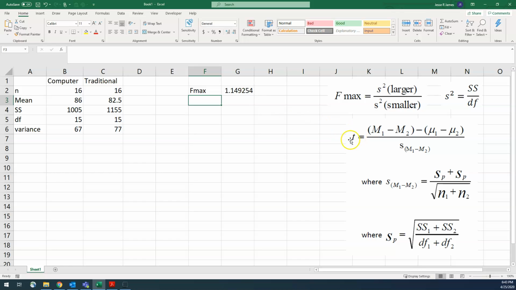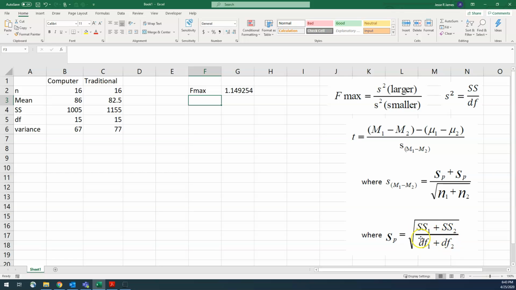So in order to compute your t here, you have to take the mean difference between the two groups minus the mean difference in the population that you hypothesize, which is always going to be 0, and you divide it by the standard error of the mean difference, which is computed as the pooled standard deviation plus the pooled standard deviation divided by the square root of n of the first group plus n of the second group, where the pooled standard deviation is the square root of the sum of squares of the first group plus the sum of squares of the second group divided by the degrees of freedom of the first plus the second group.